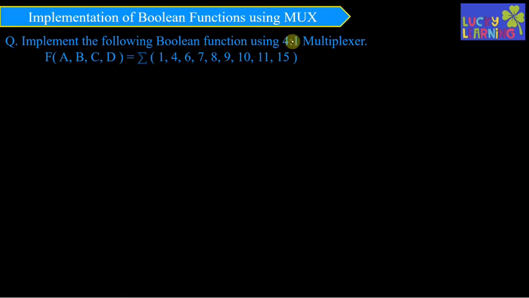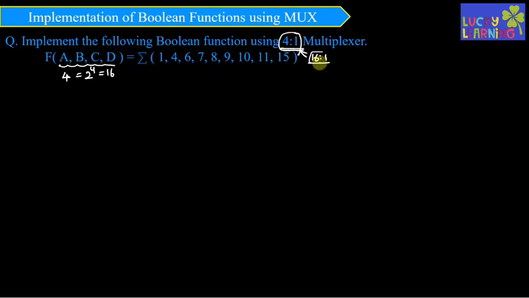Now, here what is a Boolean function given? A, B, C, D. Means how many variables? 4 variables. Means how many minterms possible? 2 power 4 equals 16. It means this is going to be implemented using a 16:1 multiplexer. But it is asked to implement using 4:1.